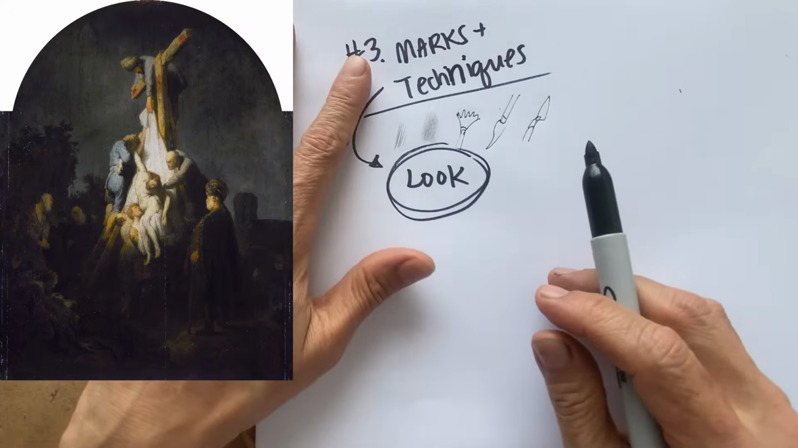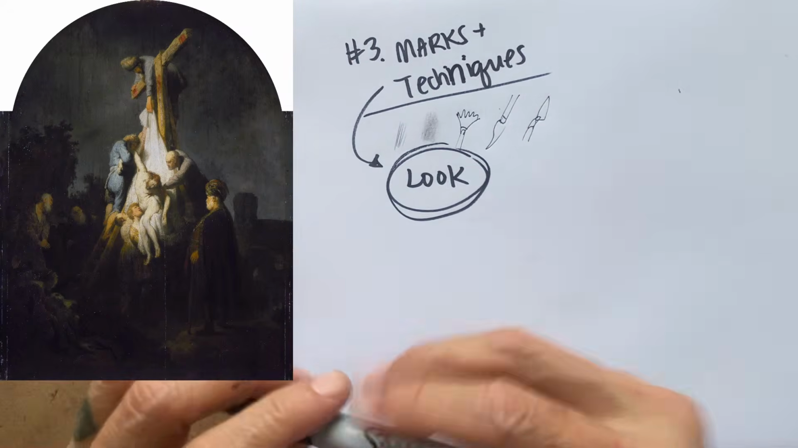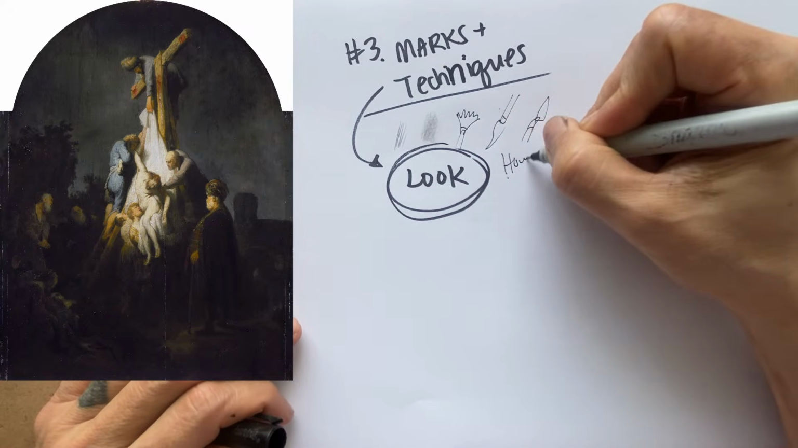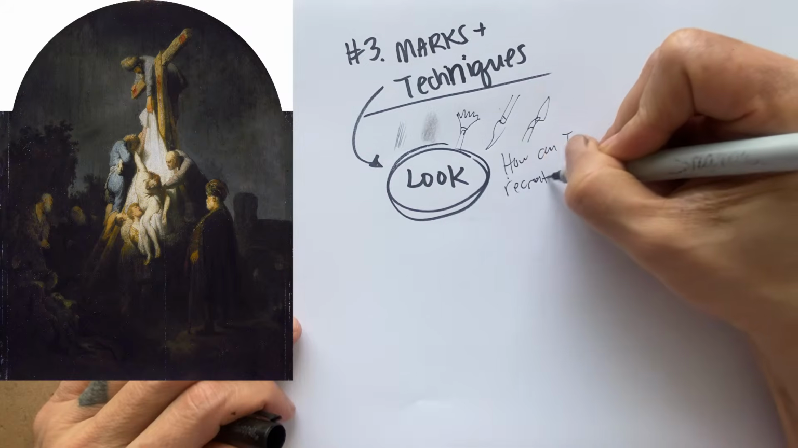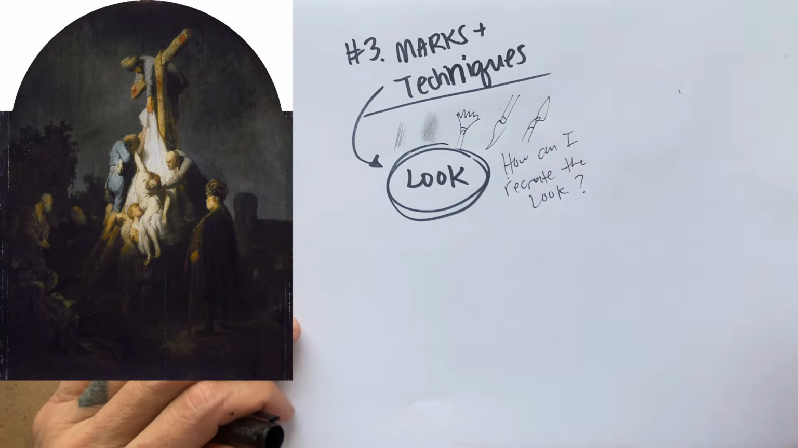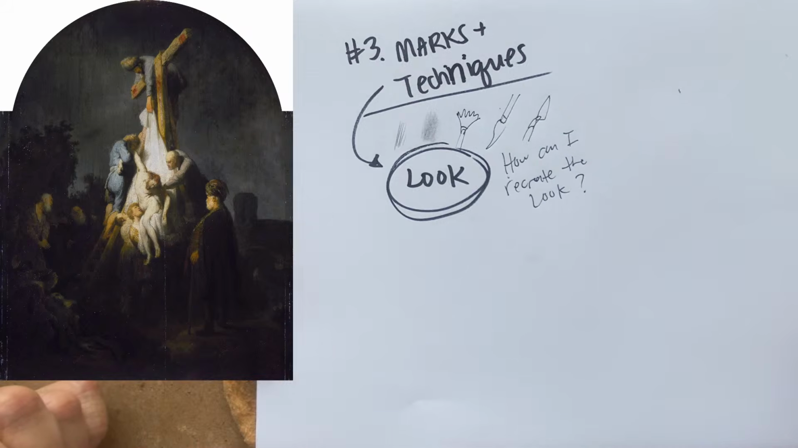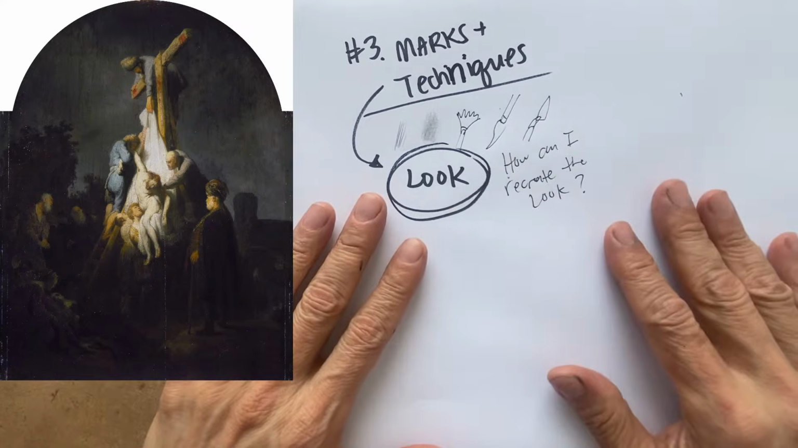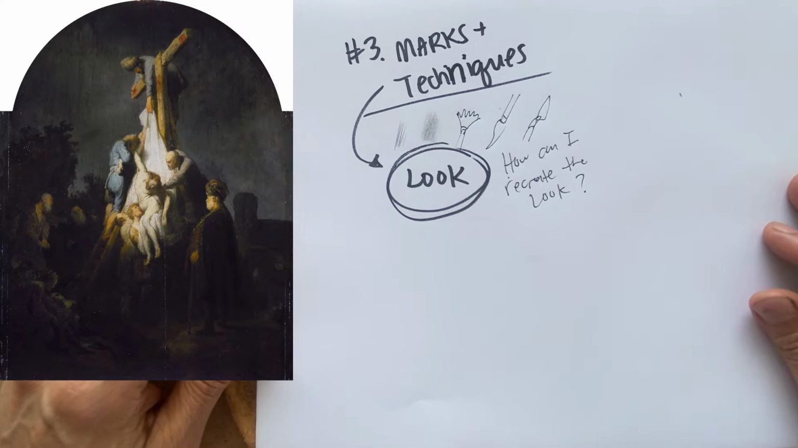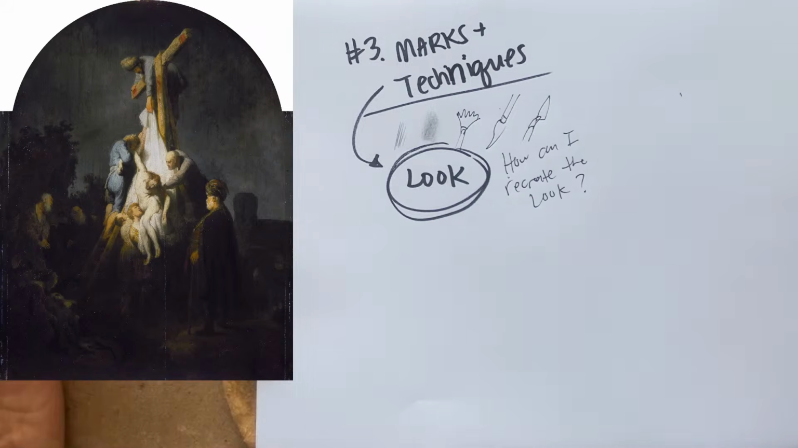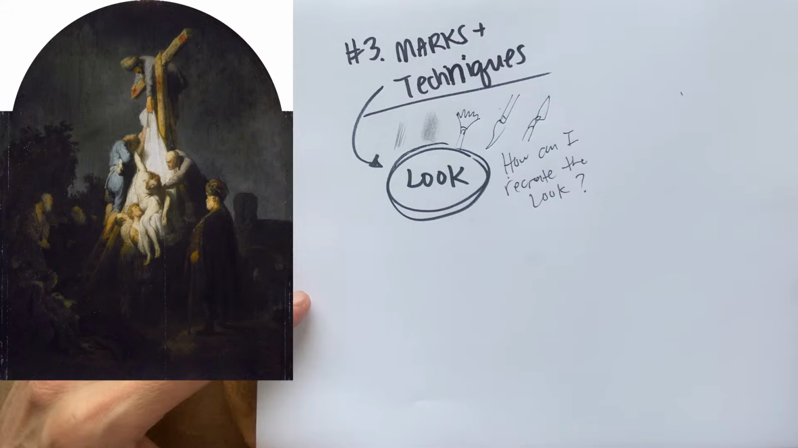So when I think about marks and techniques, it's how can I recreate the look? You want to deep dive and examine the master work, get a sense for what they're doing, and try your best to match and model their techniques. We're going to try to do that here. This is a painting, and we're going to do a drawing study. So let me zoom in on the original as best as I can.